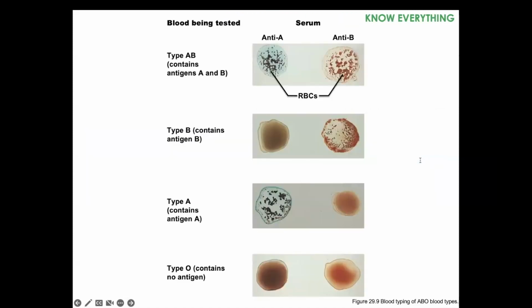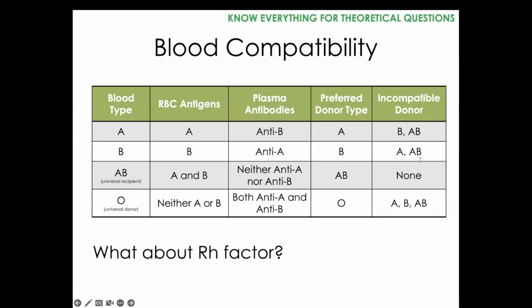And then this image shows what happens when each blood type is added to either anti-B or anti-A serum. If coagulation occurs, that means the blood is being rejected and an immune response known as agglutination is happening. And then this is a blood compatibility chart that summarizes what blood can and can't mix.